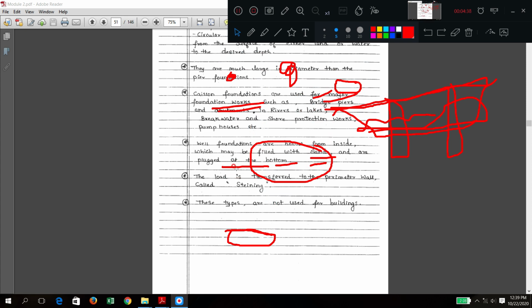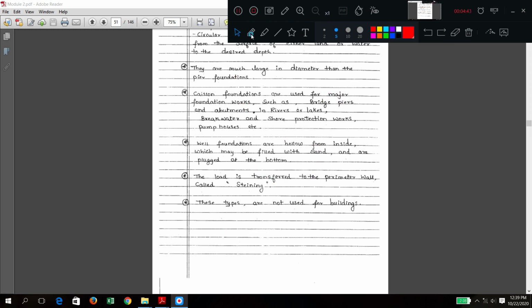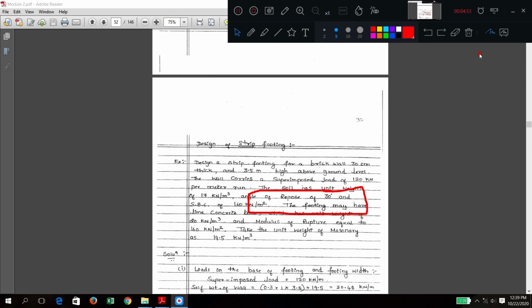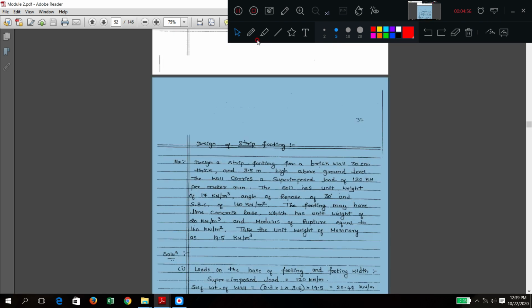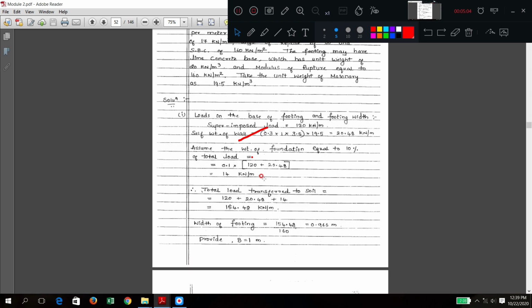These are generally not used in buildings. That point you have understood. This is generally not used for buildings. The design of strip footing and strap footing, we will discuss later.